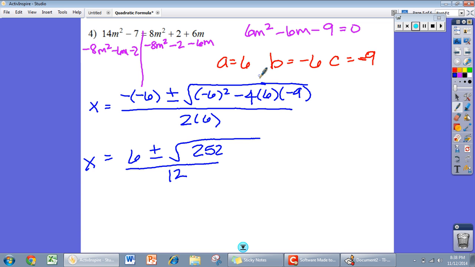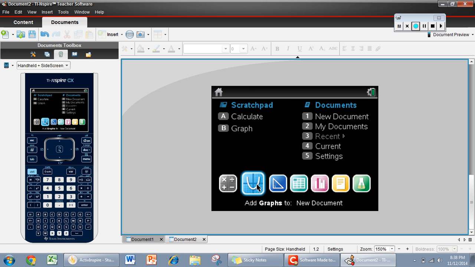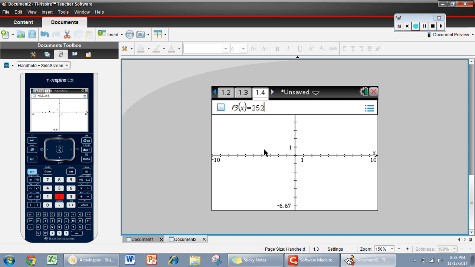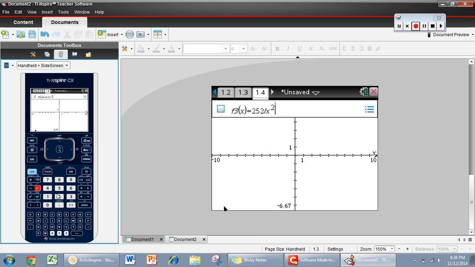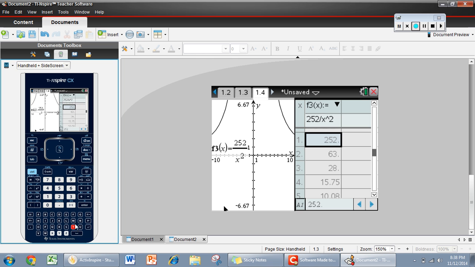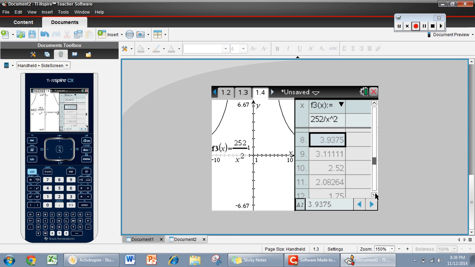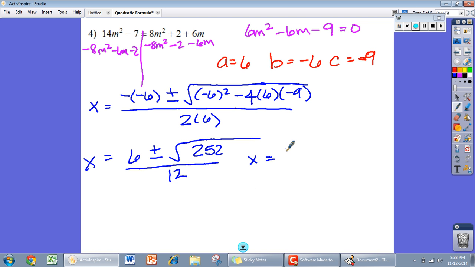All right, so let's go ahead and simplify the square root of 252. Going to my graphing app, we have 252 divided by x squared, and Control T, scanning that table down to look for the 0 when we simplify a radical. Oh, there's a 0. Let's work our way backwards to find the first pair of whole numbers. 6 square root of 7. So we have x equals 6 plus or minus 6 square root of 7. There's no i because 252 is positive, all over 12.